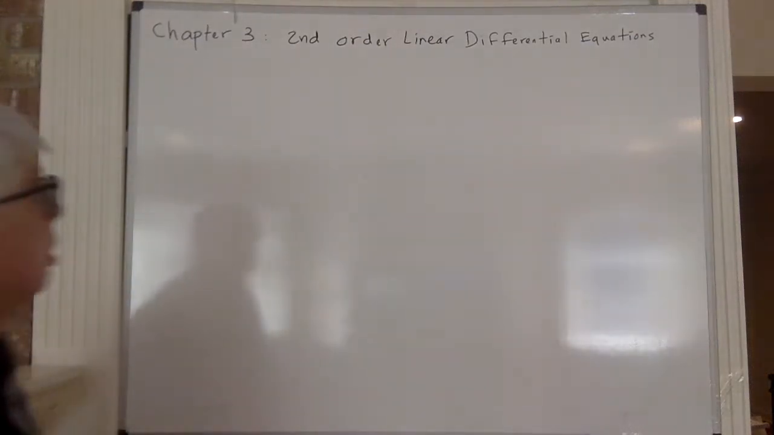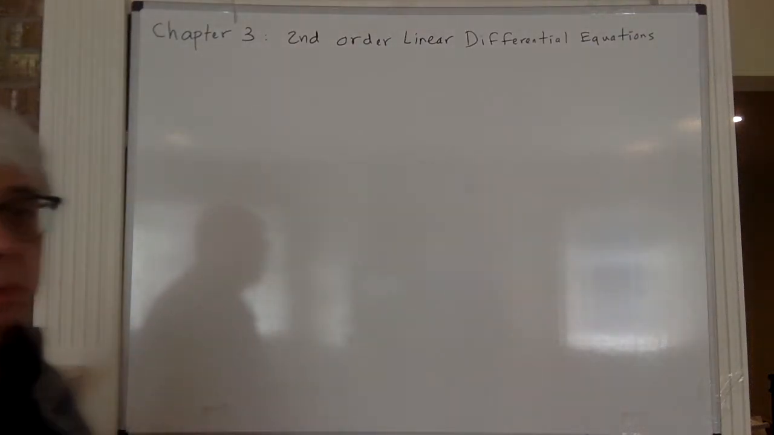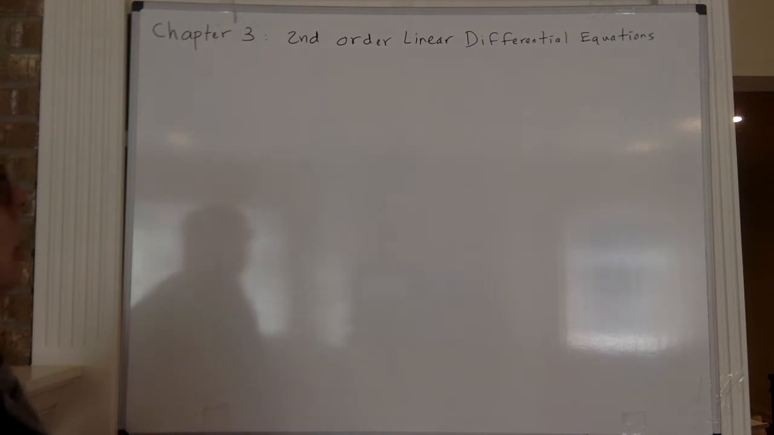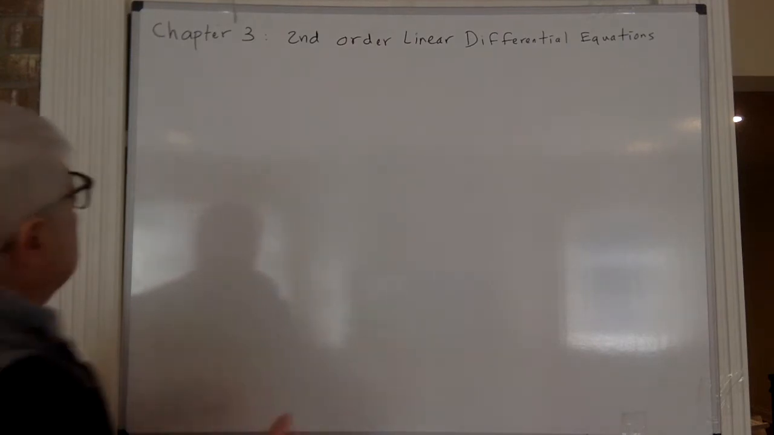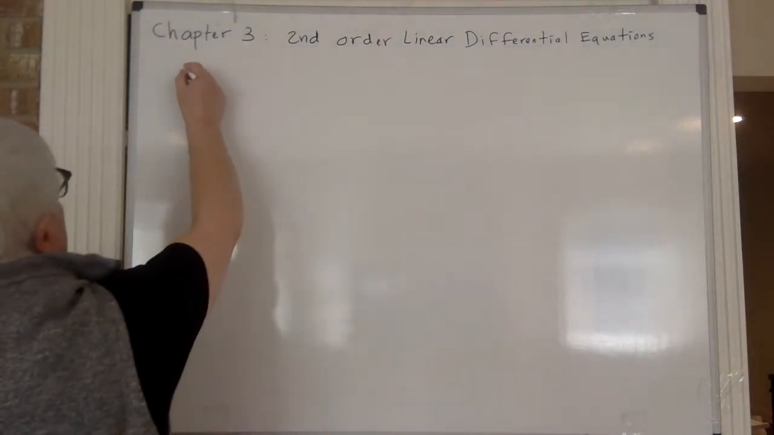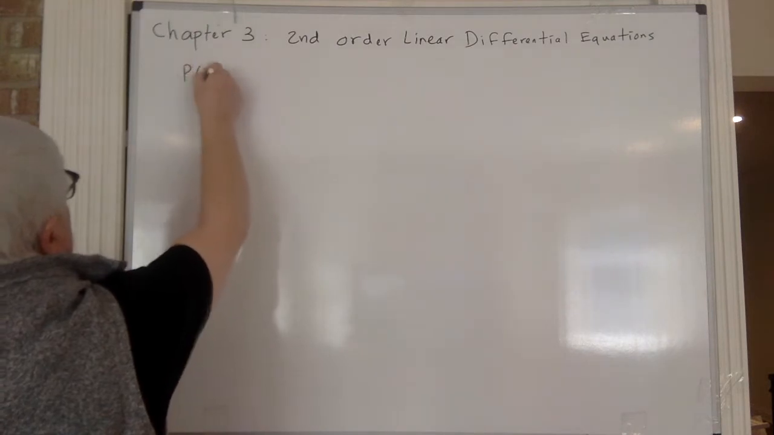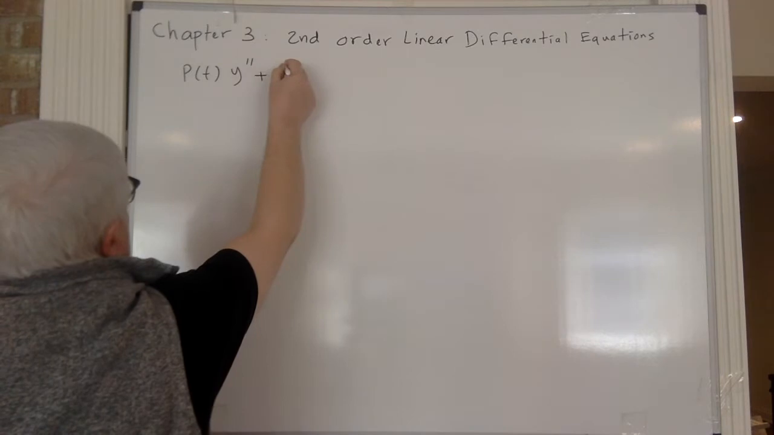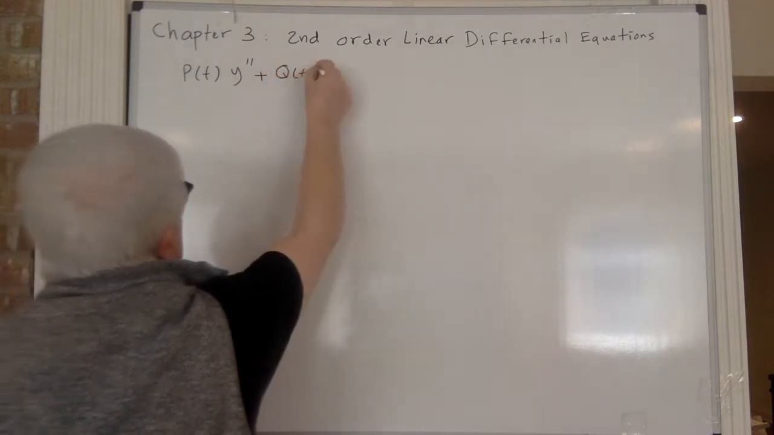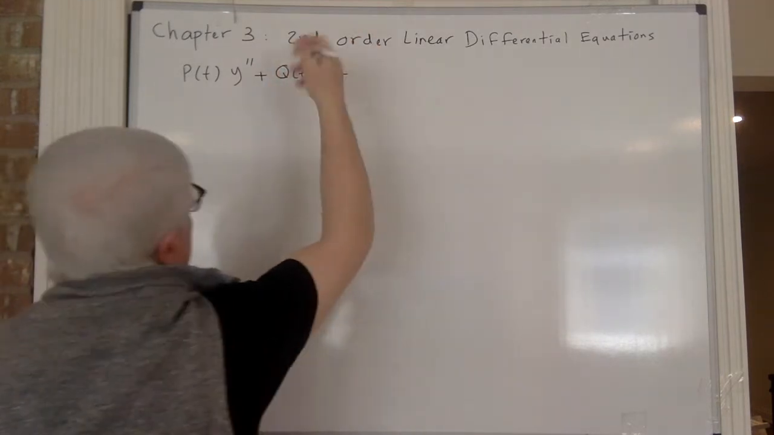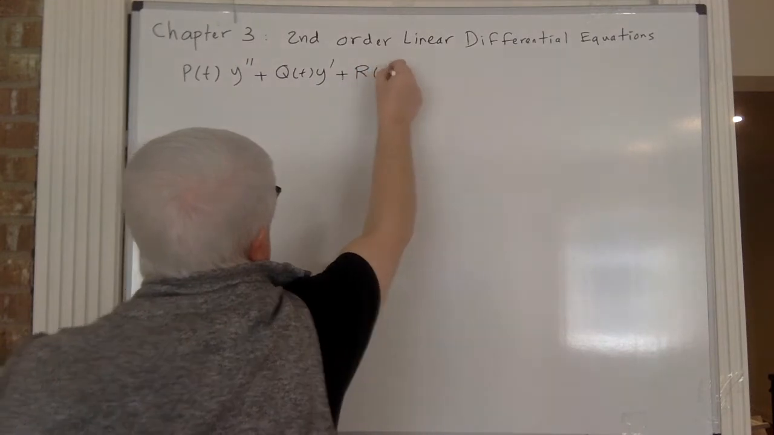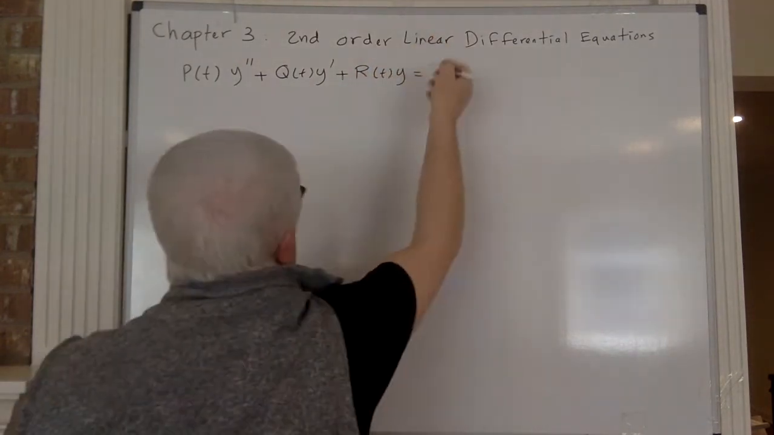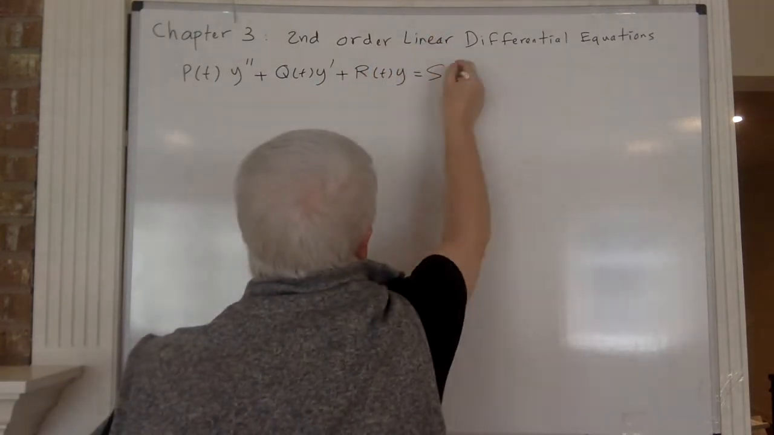Okay, I start chapter 3, second order differential equations. Here is something like this. So we have p(t) y double prime plus q(t) y prime plus r(t) y equals s(t), something like that.